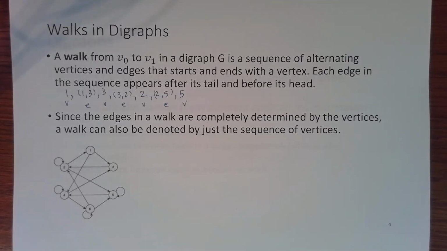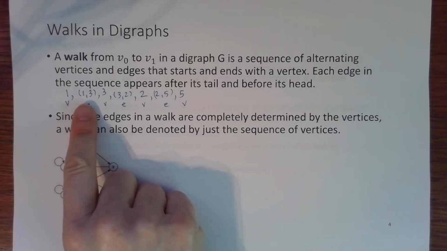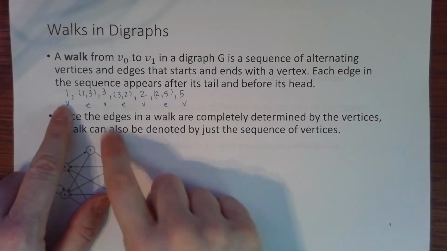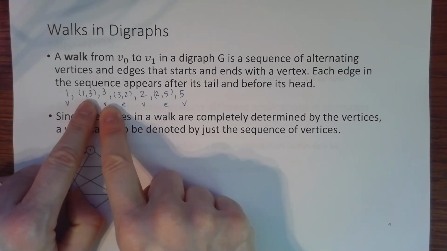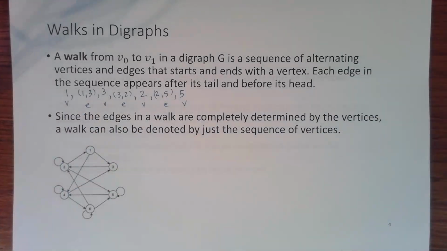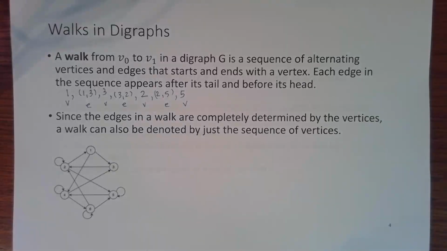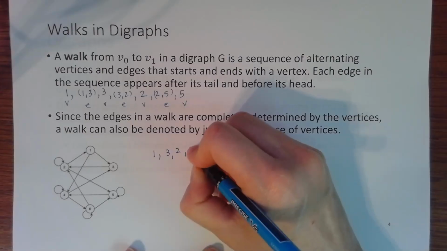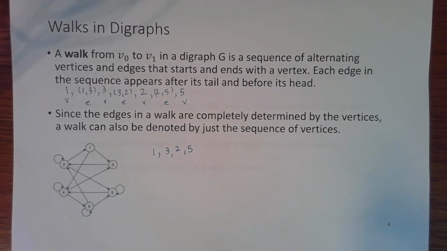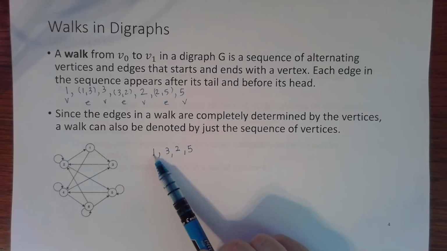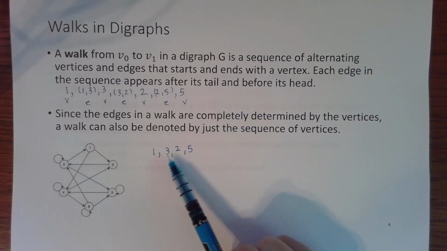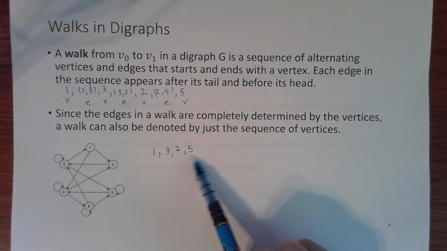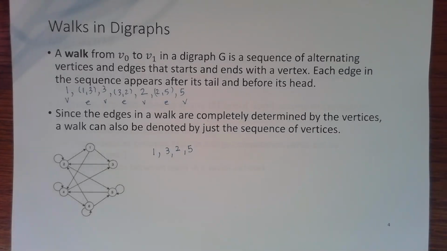Now, when you look at that, you probably say, well, there's a lot of extra repeated information in there that we don't really need. Since the edges are completely determined by the vertices, if I have vertex 1 and vertex 3, of course the only edge between there is edge 1, 3. So often we don't write out all of this, we just write the vertices. So we would just write 1, and then 3, and then 2, and then 5. It is implied by this that to get from 1 to 3, I would go over the edge 1, 3. To get from vertex 3 to vertex 2, I would go over the edge 3, 2. So it's much shorter if I just list the vertices.